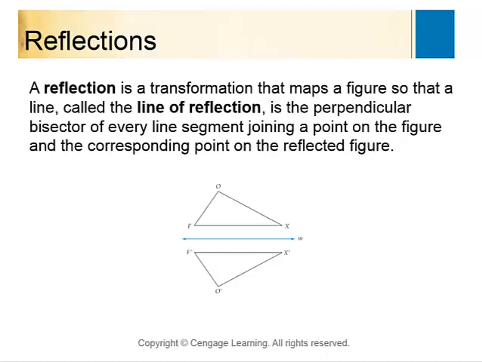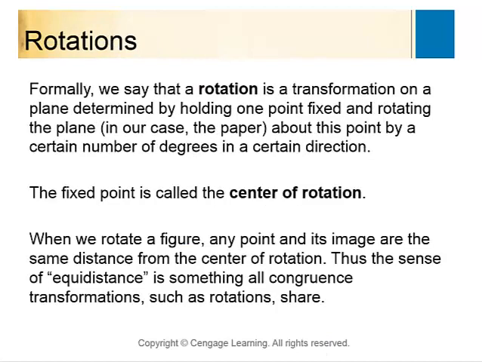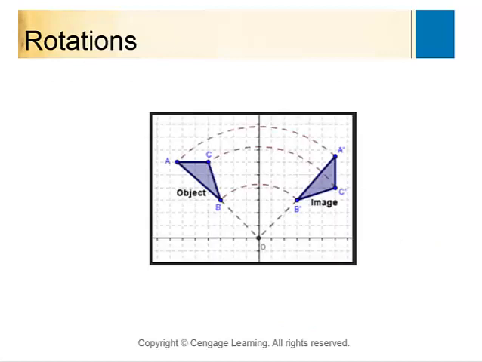So look for that. For a rotation, you're going to look for a center point. You're going to look for a fixed center point about which our object is being transformed to its next image. So here is an example of that: finding that center fixed point and then taking each point and rotating it about that point.